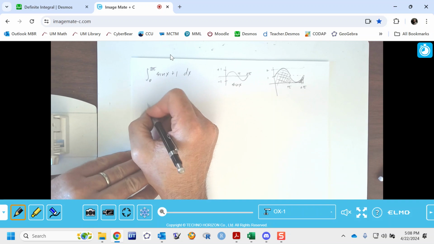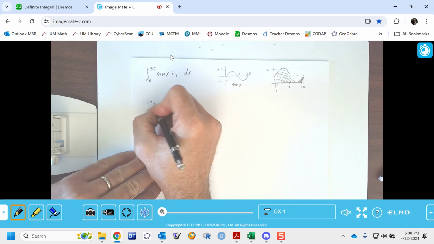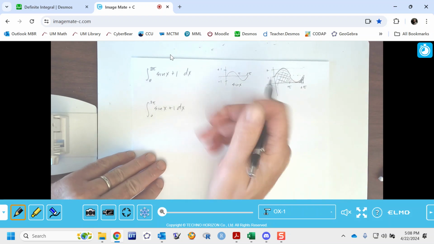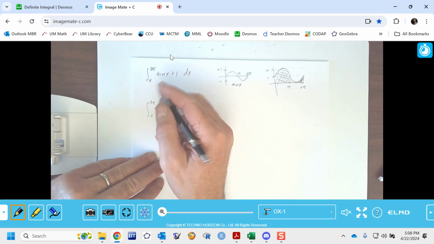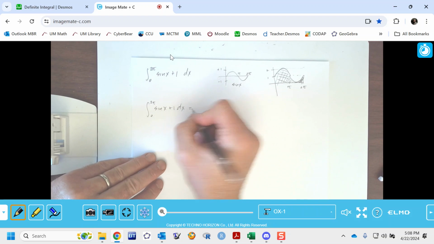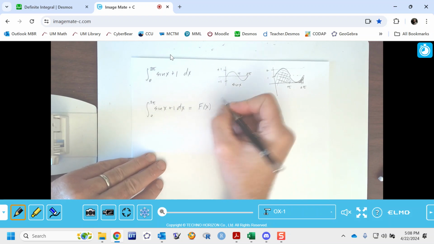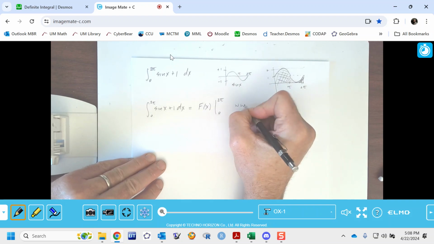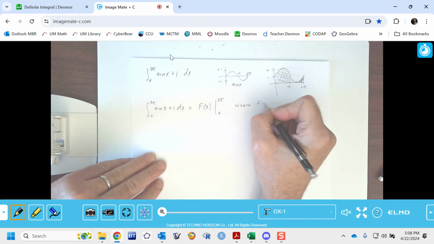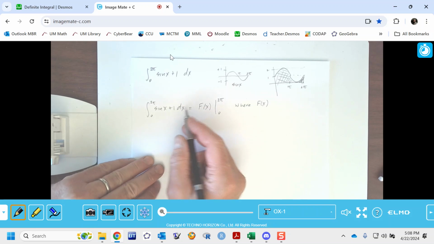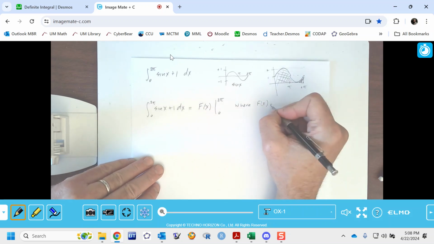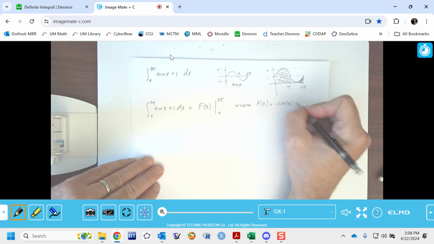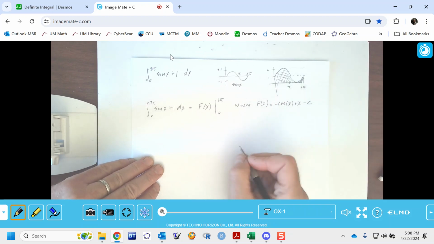We know that the integral from 0 to 2 pi of sine of x plus 1 dx will be the antiderivative evaluated at each one of these endpoints. So it'll be equal to f of x, and sometimes the way we write it is evaluated from 0 to 2 pi, where here f of x is the antiderivative of this. That's what we just did, and we found the antiderivative was equal to negative cosine of x plus x plus a constant.